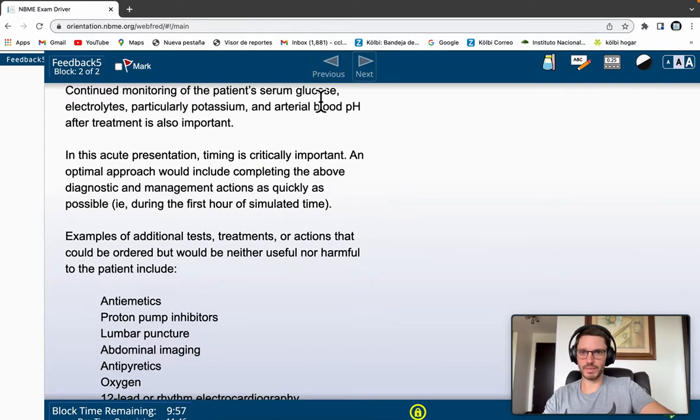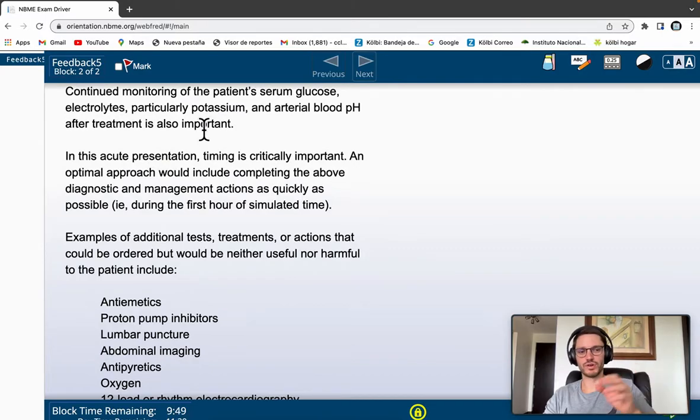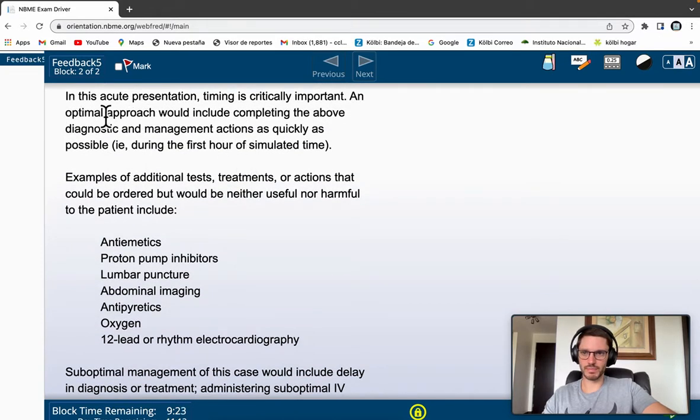Continued monitoring of the patient's serum glucose, electrolytes, particularly potassium, and arterial blood pH after treatment is also important. So this is something I didn't do again. So I had to ask for this once again. I believe that once you mark the lab work, instead of marking one time, you have to mark interval. I think that's the option. And definitely you want to see blood gases in a patient that is this critical at least every 4 hours initially. So that's important. Timing is critically important.